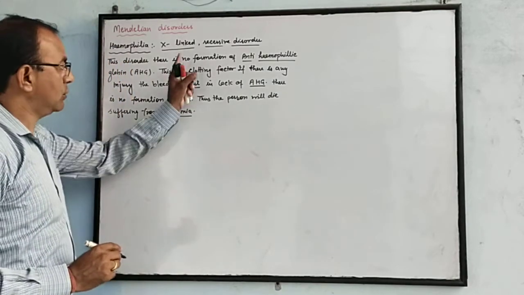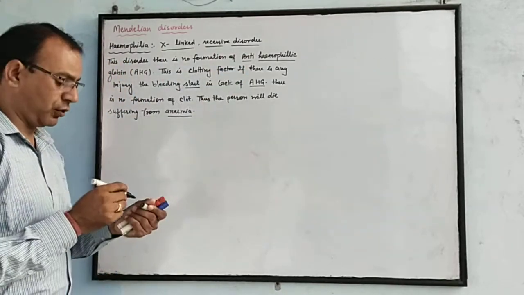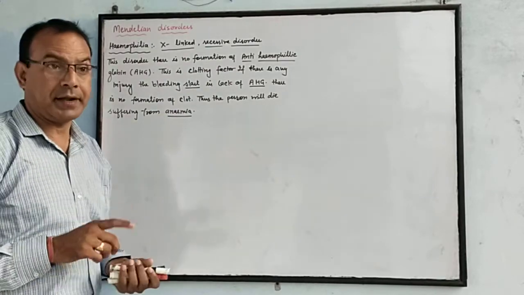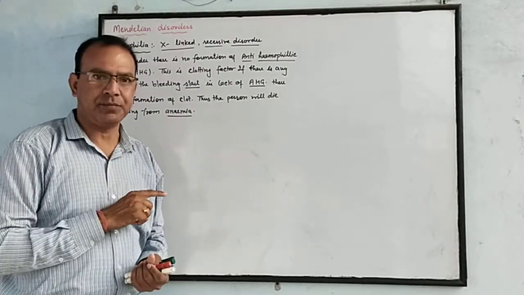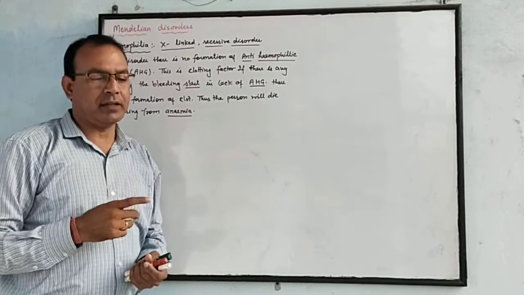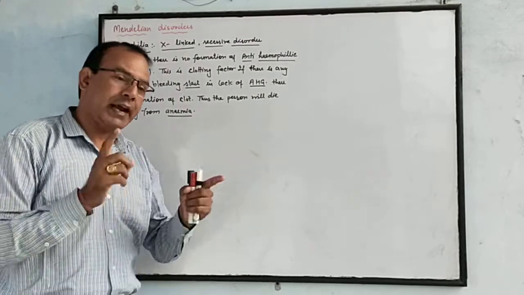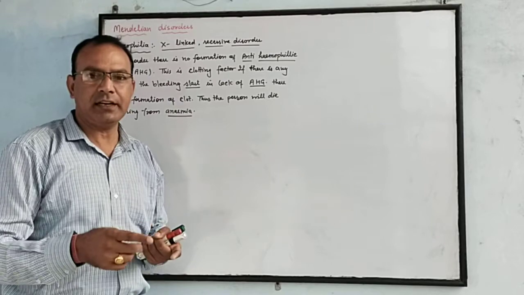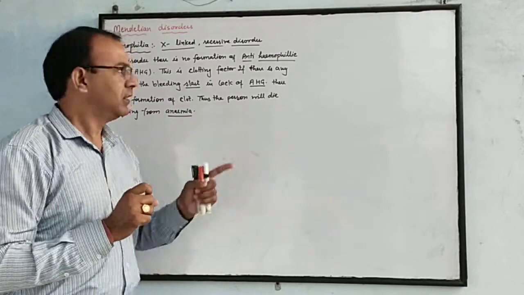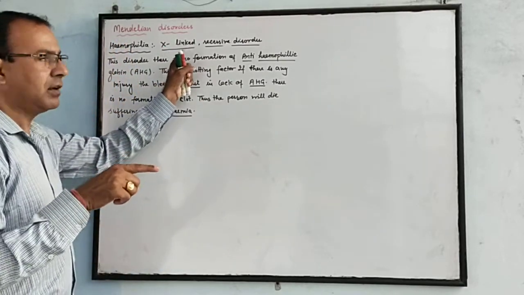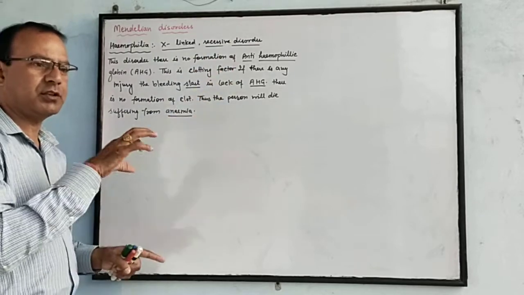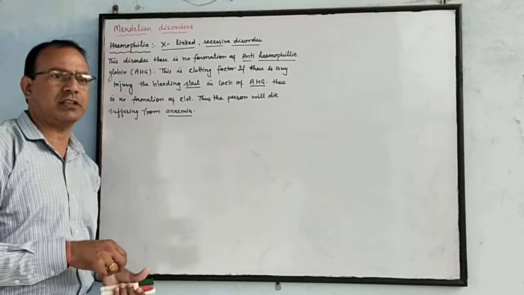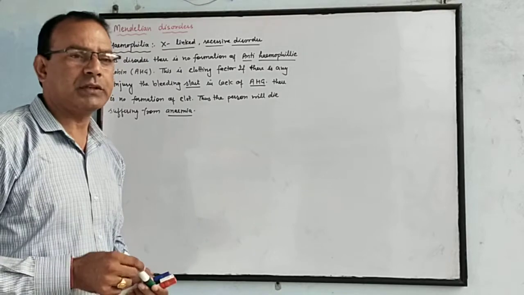This disorder is also an X-linked recessive disorder. It means a female may be a carrier. Recessive means a female may be a carrier. If it occurs in a male, the male contains only one X and that X is affected, so it is not recessive in him. So this is an X-linked recessive disorder. It means this disorder may spread to the next generation through a female who is a carrier.